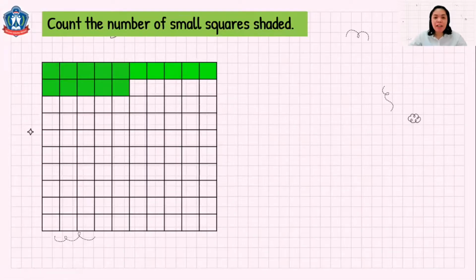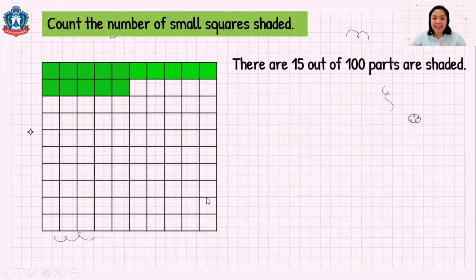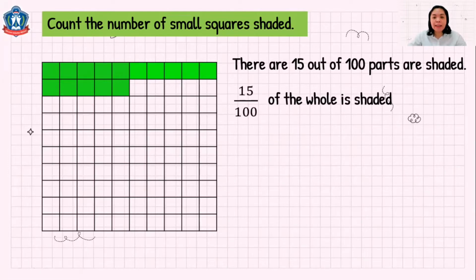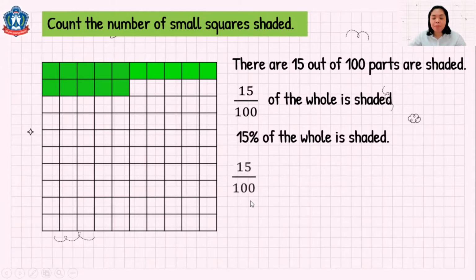Okay, I have here a square grid. This square grid is divided into 100 squares. So count the number of small squares that are shaded with the green. There are 15, right? 15 out of 100 parts are shaded. So if we write this as a fraction, this is 15 hundredths. So 15 hundredths of this whole is shaded. So we can say that 15% of the whole is shaded.